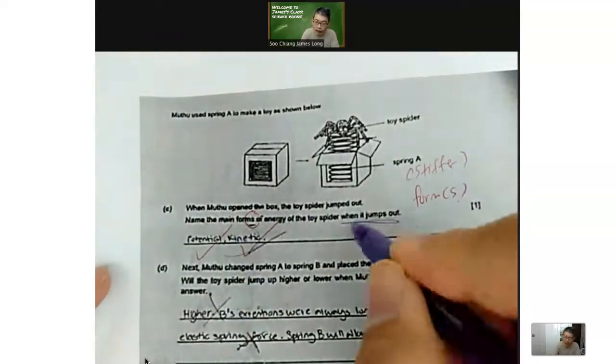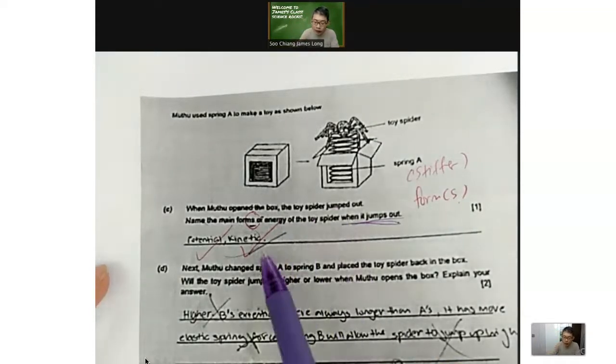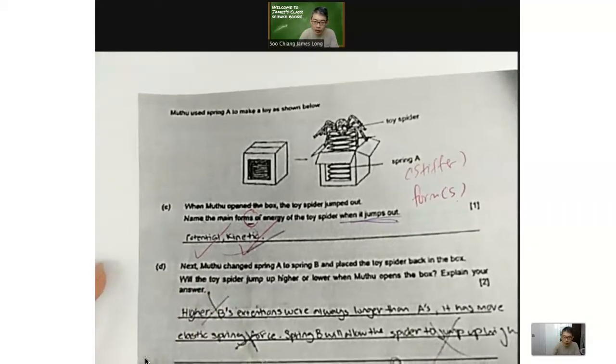Now, when it jumps up, it is moving out. So it is not after it has jumped. It is not before it jumps. So this is during. Therefore, during means that the spring is moving. There's KE, and there's still elastic potential energy stored in the compressed spring. That is still partly compressed. So yes, these two choices are correct.